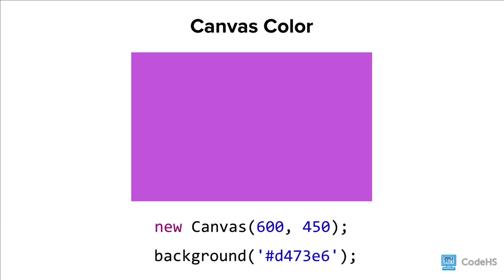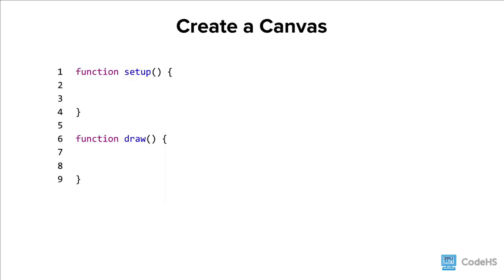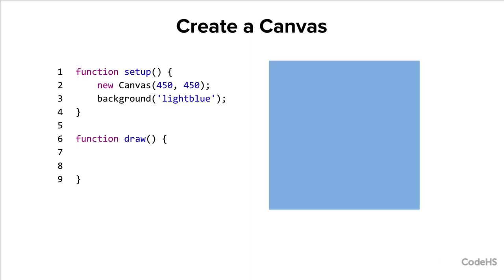Let's take a look at where this code belongs in our P5 Play program structure. Here we have our two special P5 Play functions. Can you guess in which one we should create our canvas? Well, since we only want to create the canvas once and at the very beginning of the program, we put it in the setup function. If we run this now, the canvas is appearing to the right, but it's white, so we can't see it. Well, let's add a color to the background then.